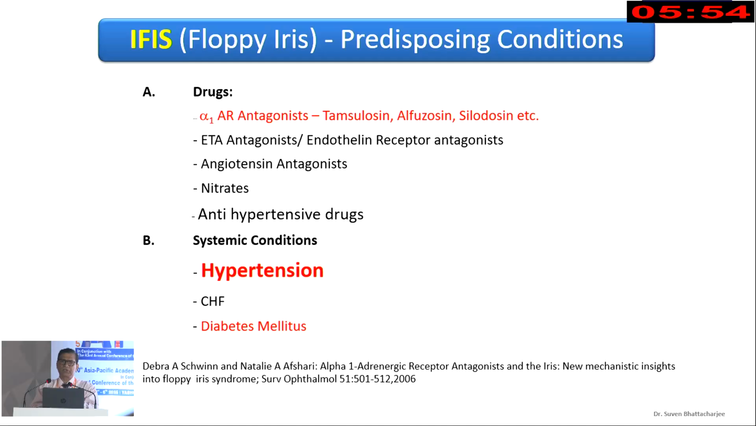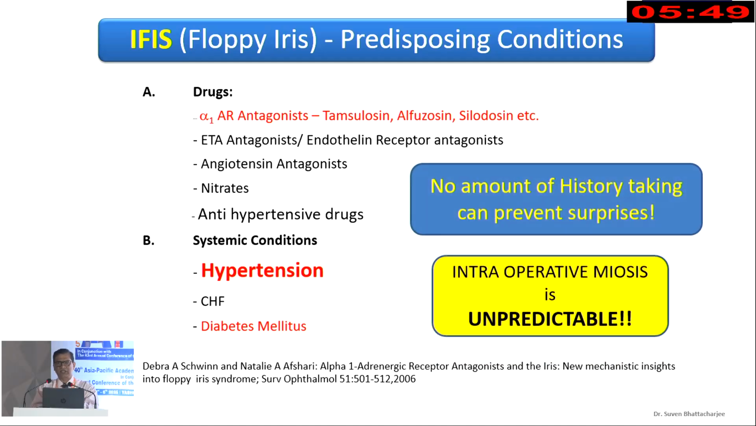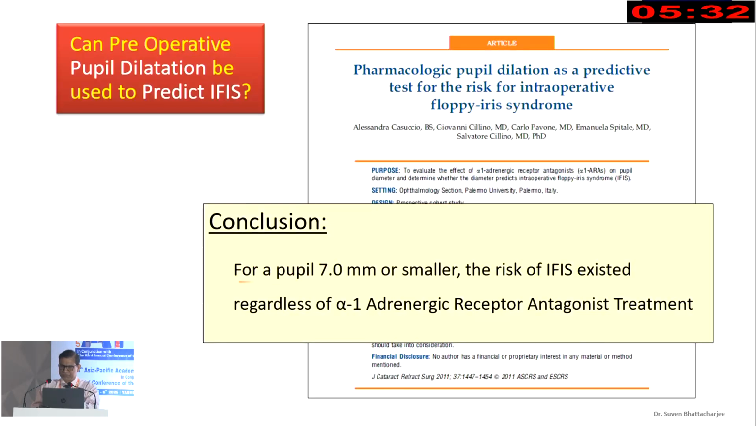Now, these are the predisposing causes for IFIS, and as days are going by, we know the list is getting longer and longer. Hypertension itself is a risk for IFIS, and almost 80% of our patients are hypertensive when they come to the table. So there is no amount of history taking which can prevent or anticipate the risk of IFIS. So every case that comes on your table is a potential IFIS risk. Now, can preoperative dilatation in your office or OPD help you predict IFIS? Well, unfortunately, no. Even a 7 millimeter pupil runs the risk of IFIS as per this paper.